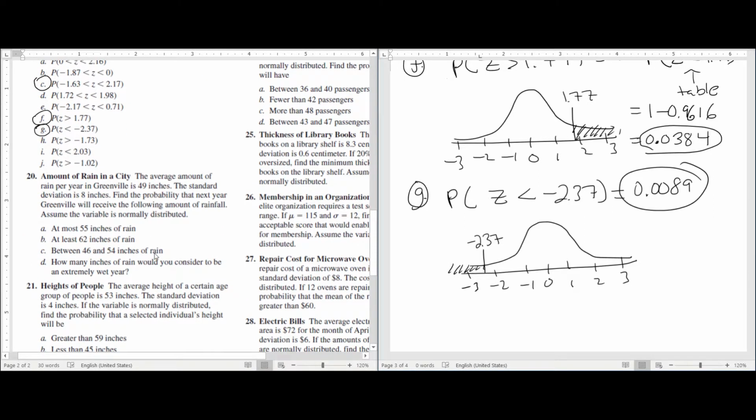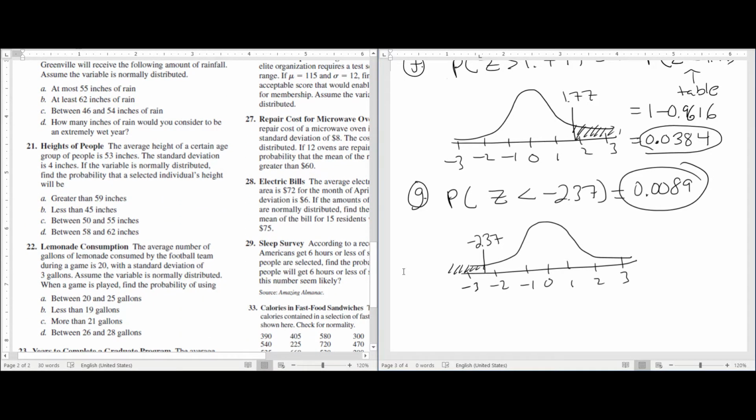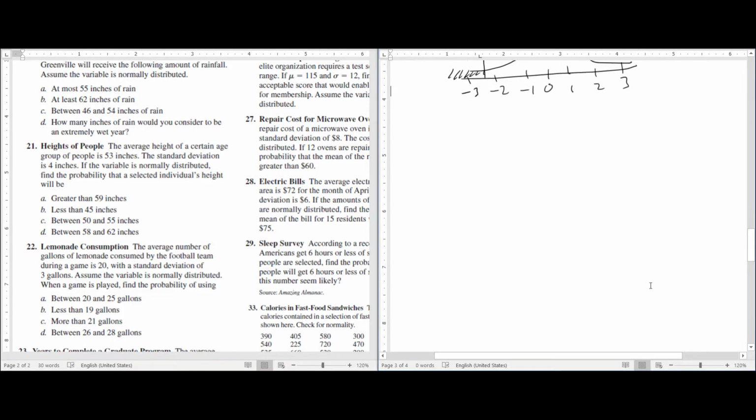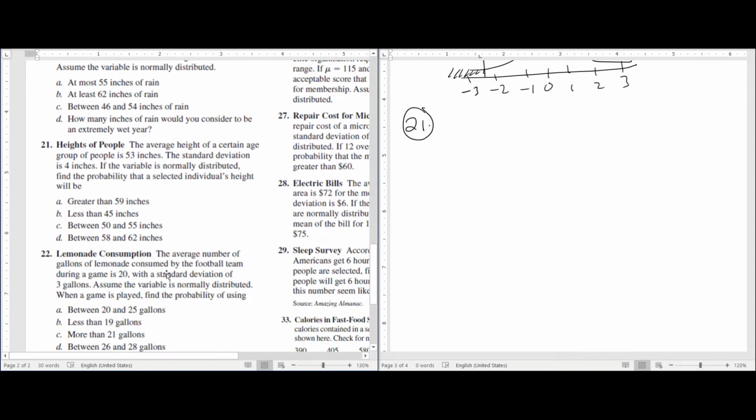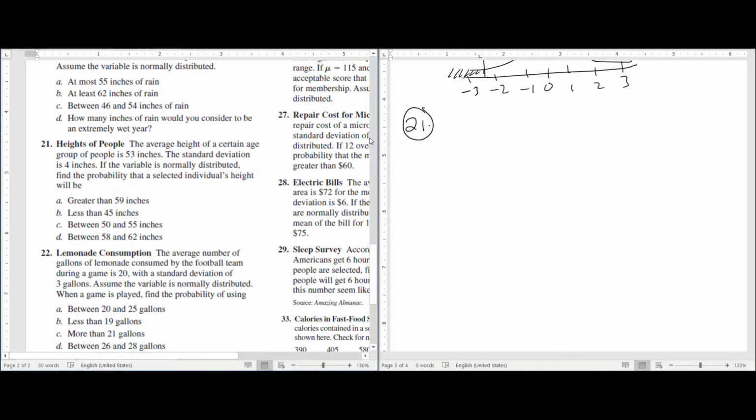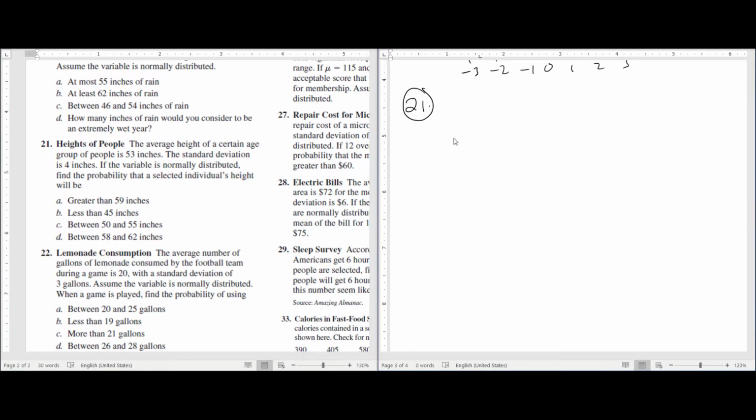So now let's look at number 21. Let's zoom in a little bit on 21. The average height of a certain age group of people is 53 inches. They give us the average height of a group of people, and this is assumed to be a population. So let's go ahead and label that. That's our mu, which is 53.